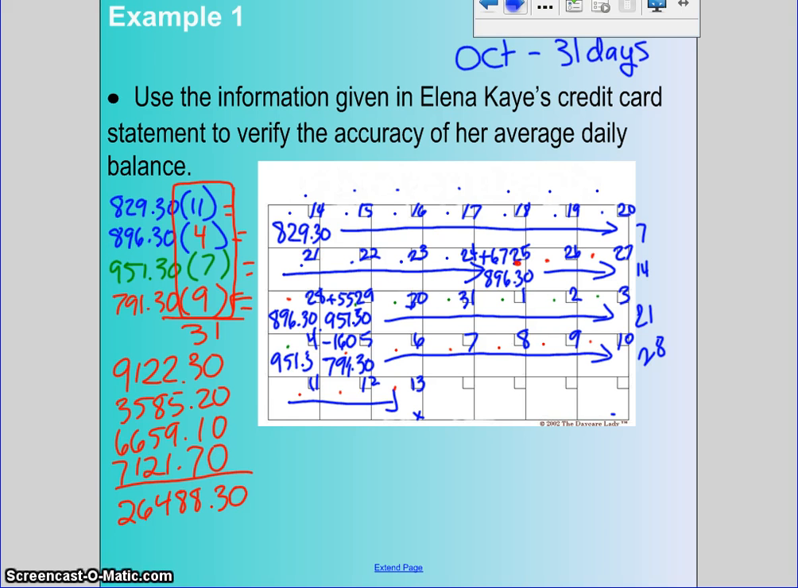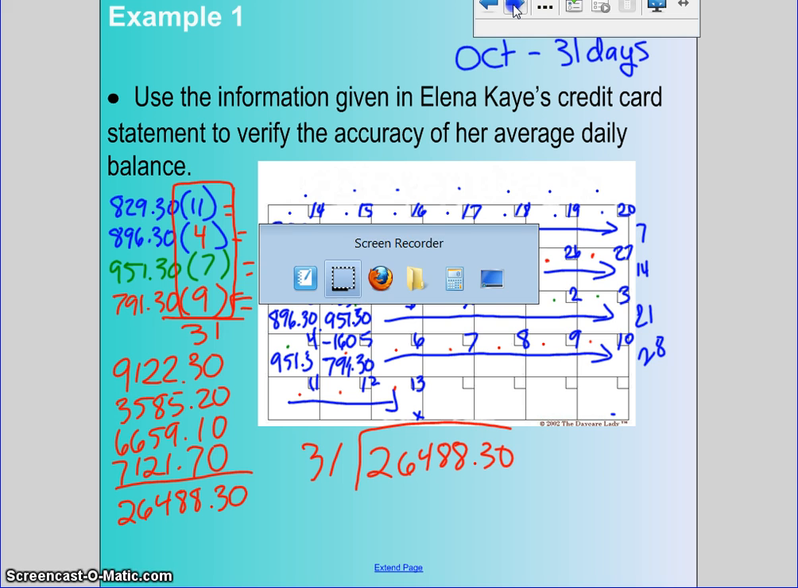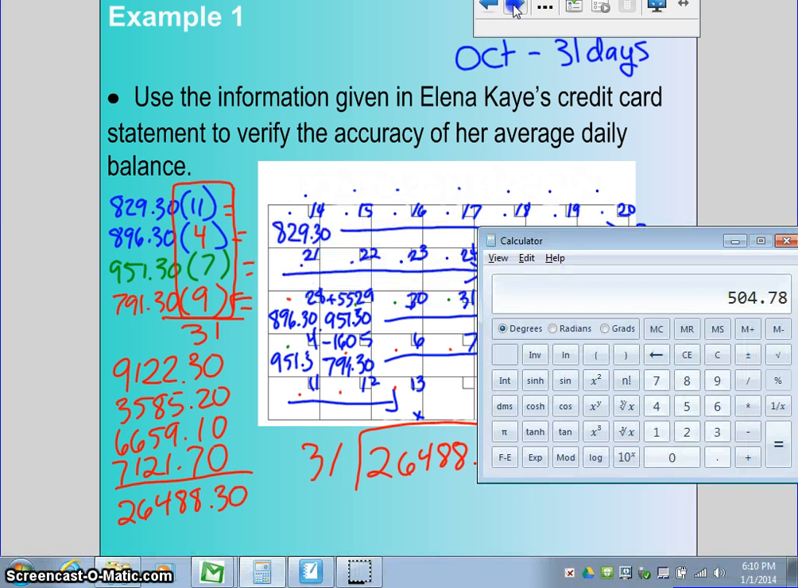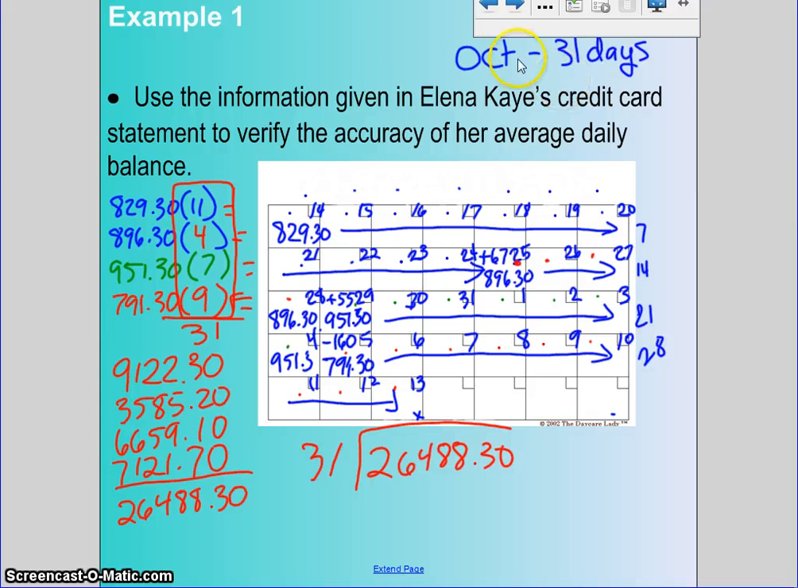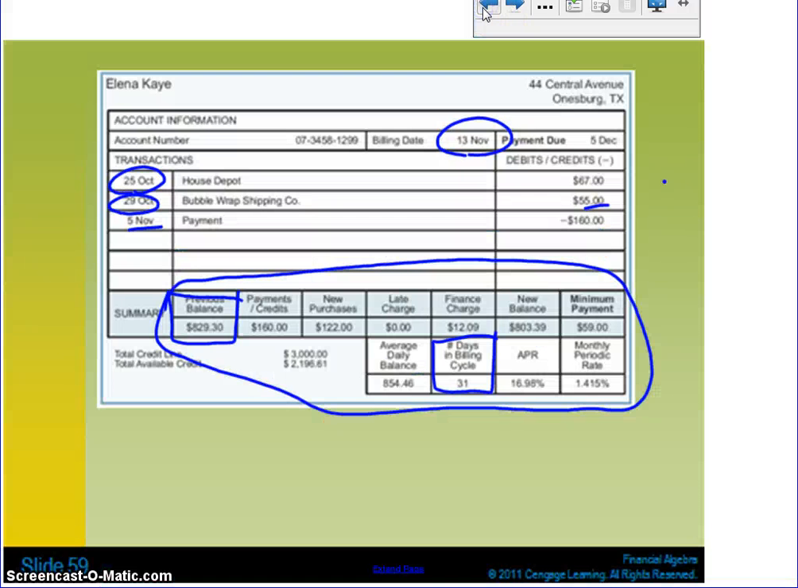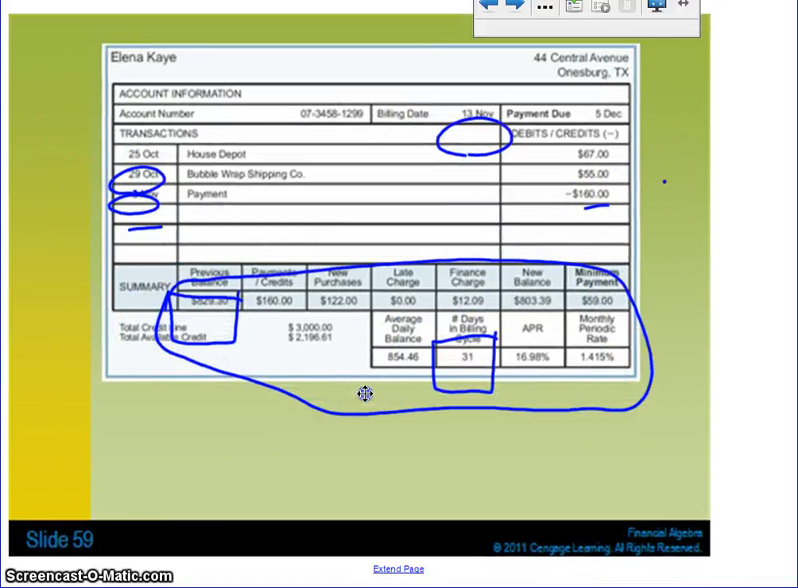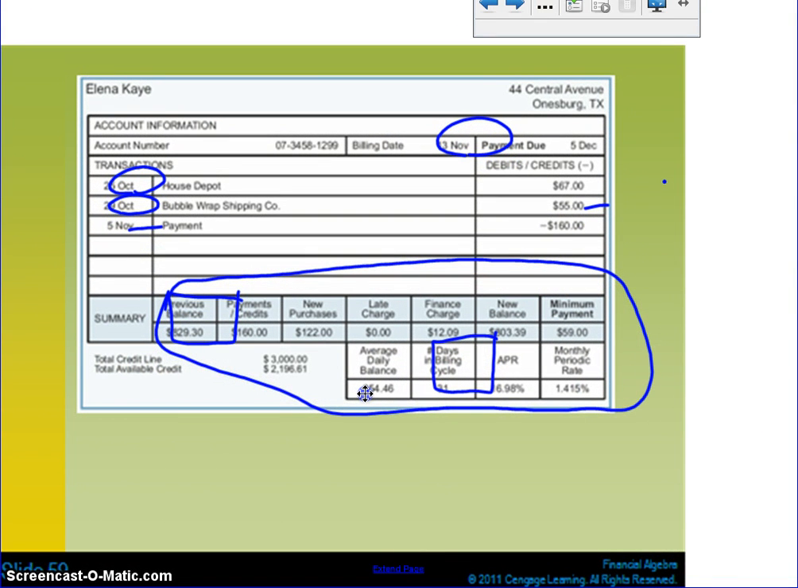this cycle. So I'm going to take my 26,488.30 and I'm going to divide it by 31. So let's go ahead and find our calculator, and we're going to do that and see what we end up with. So 26,488.30 divided by 31 days, and you'll see that it says 854.46. So let's check back, and if you look at the average daily balance here, indeed it was done correctly, and it is $854.46.